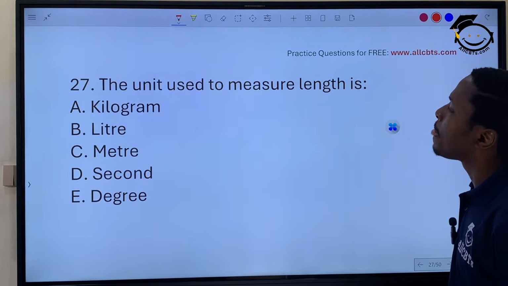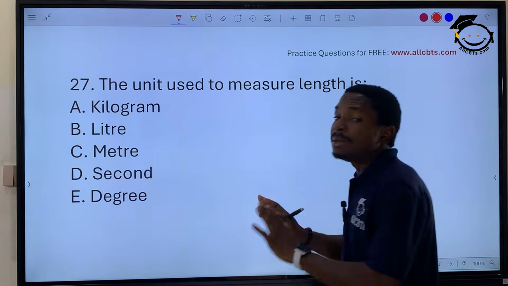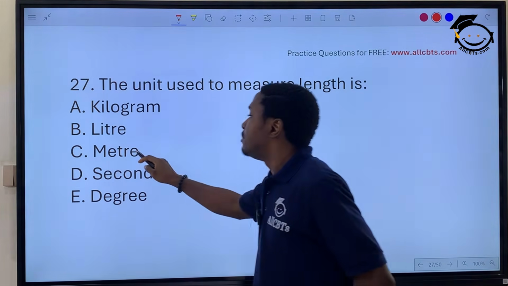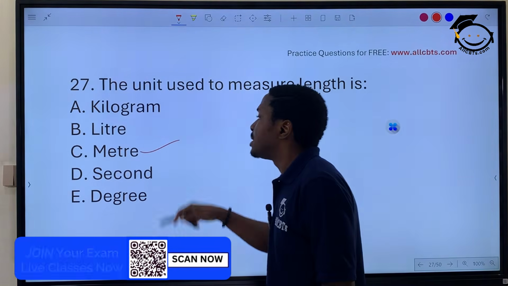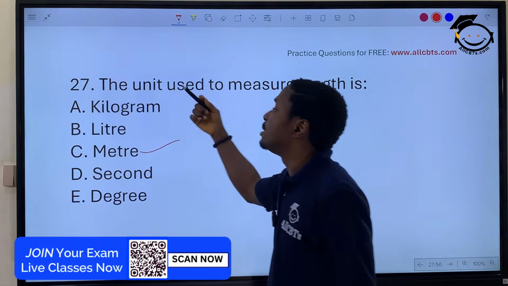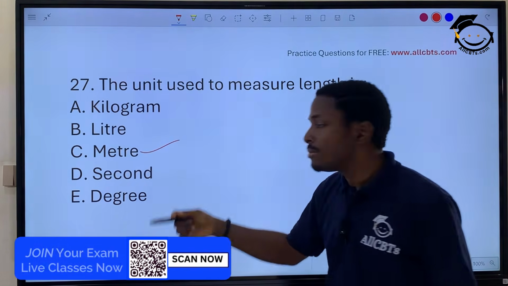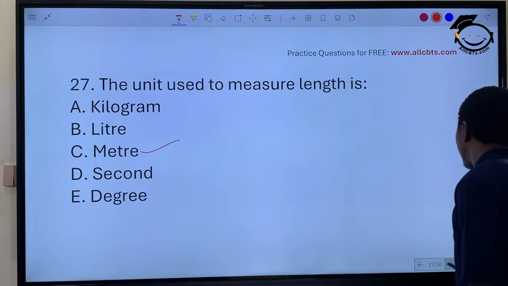Good. 27. The unit used to measure length is what? Length is simply measured in meter. Liquid is measured in liter. Mass is measured in kilogram. What about time? Seconds. What about temperature? In degrees. Are you still there?